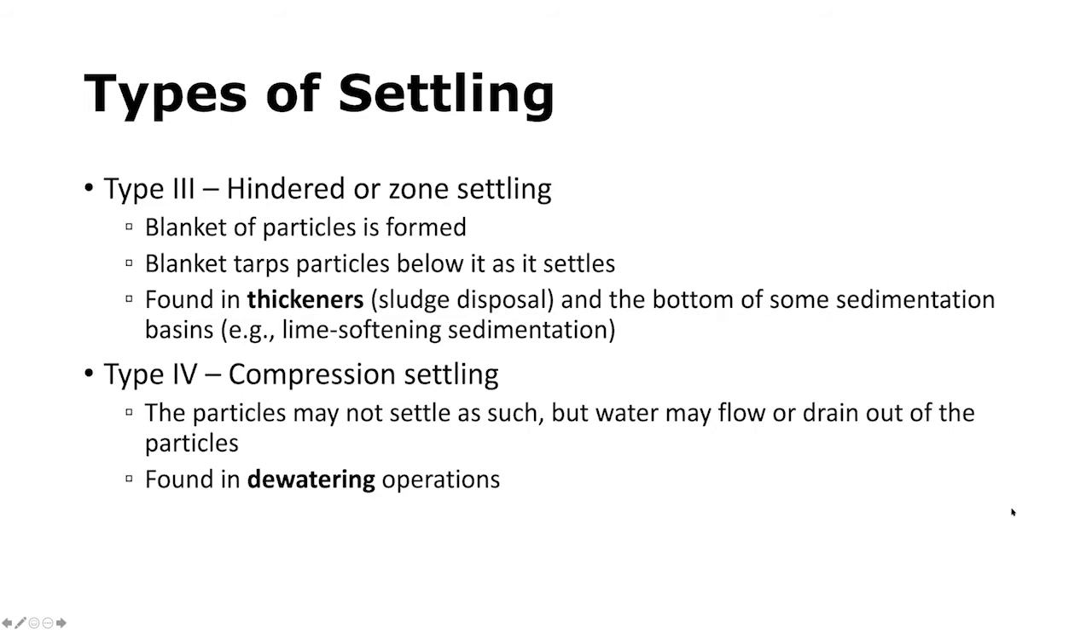Type 3 zone settling is when you have blankets of particles that are formed, and these blankets create these sort of tarps that will drag down particles with them. This is found in thickeners, like sludge disposal processes, and also at the bottom of some sedimentation basins, specifically if we're using, for example, lime softening processes in the sedimentation basin.